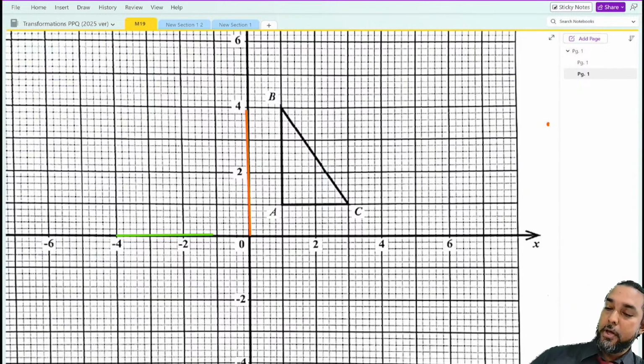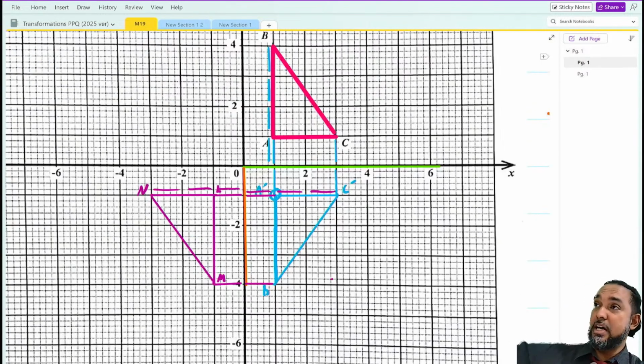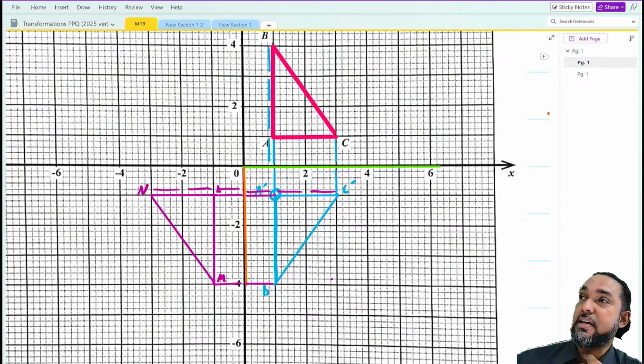Right, so I went through the question and did what the question asked. A reflection in the X, so I reflected in the green line first. Then I went pink to blue, and then from blue to purple. So pink to blue is a reflection in the X-axis, and blue to purple is a reflection in the Y.